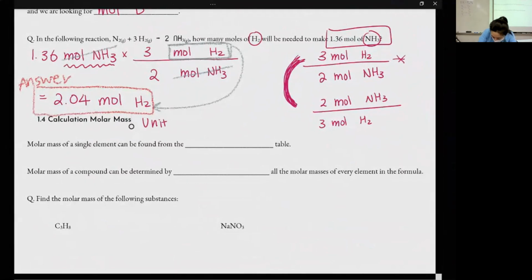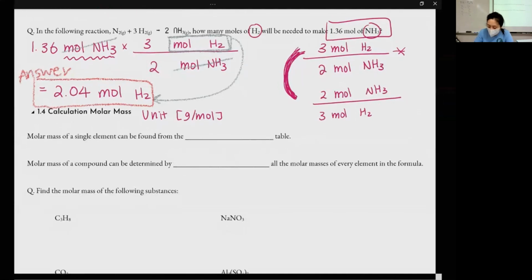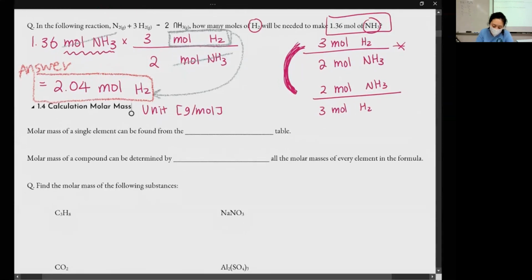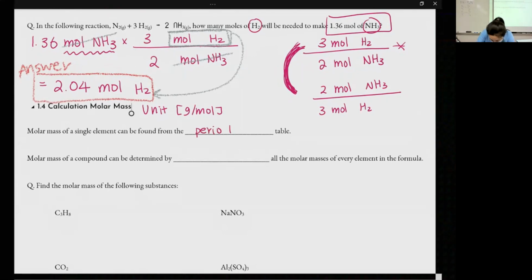The unit is going to be grams per mole. So for example, before I move on to examples, let's fill in the blank for the very first sentence. Molar mass of a single element can be found from the periodic table. So whenever you see molar mass, what you need to look at is the periodic table.